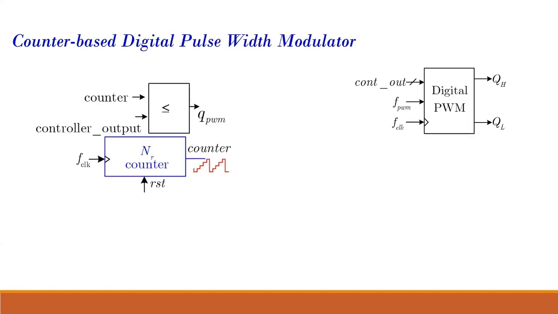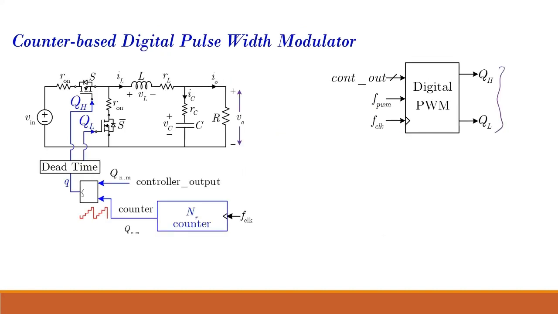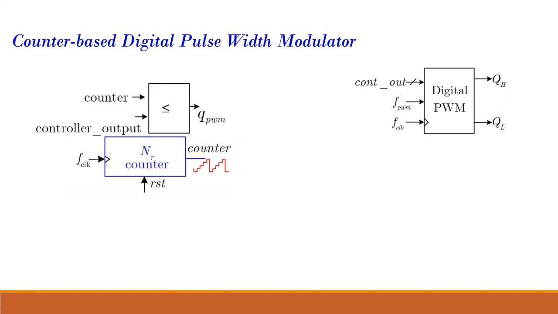So this is my digital PWM. It has 3 inputs. The count out is the output of my controller; my PID controller generates this count. FPWM is the clock for the PWM, and F clock is the clock for my counter, for implementing my counter.